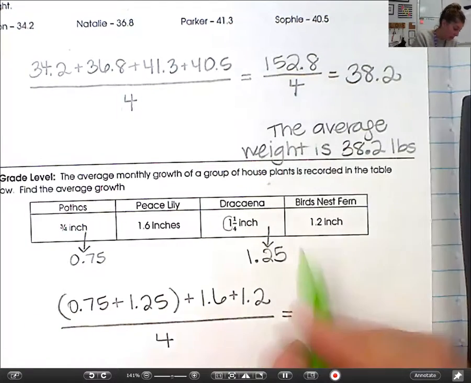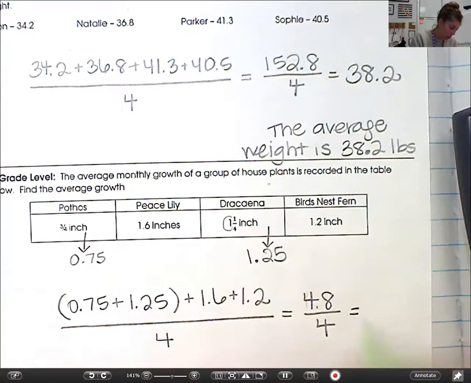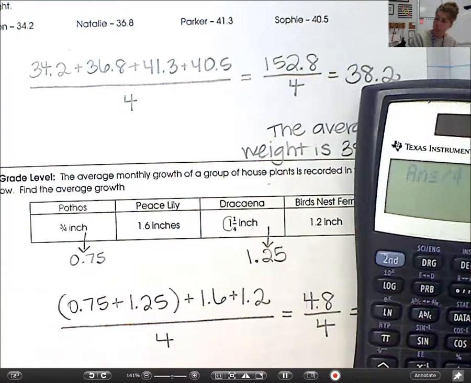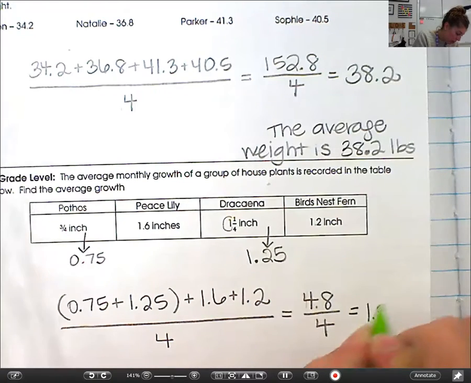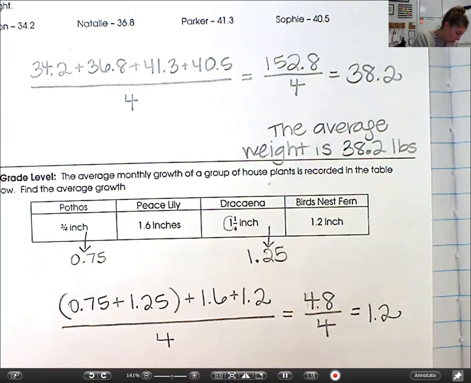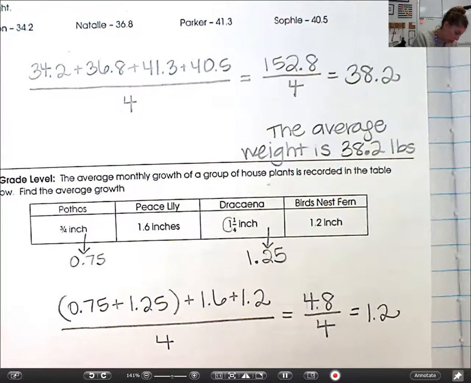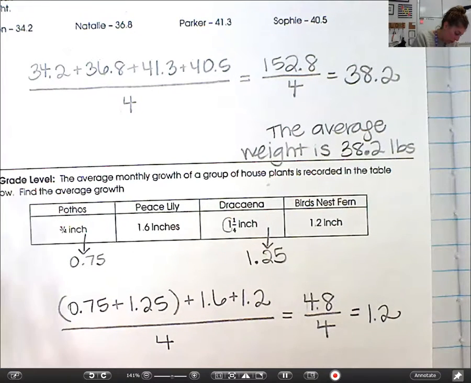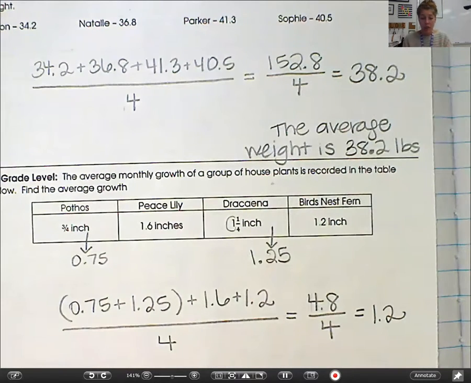Much better, 4.8. Now I'm going to divide that by 4. There we go, 1.2. So the average growth is 1.2 inches.